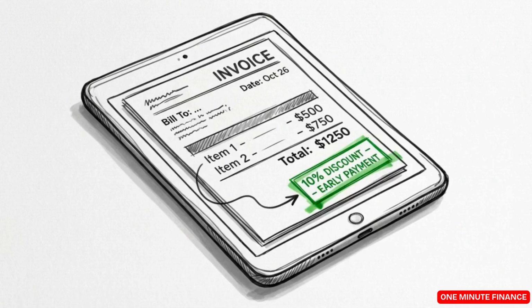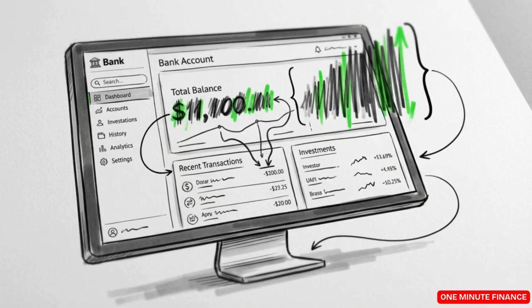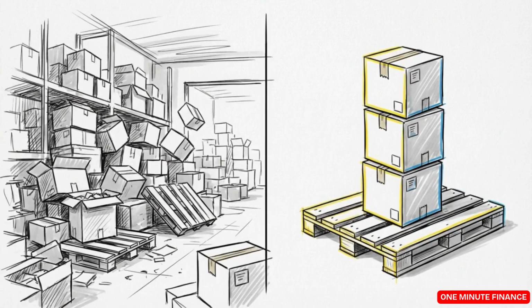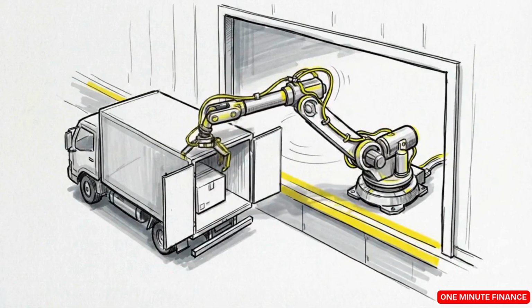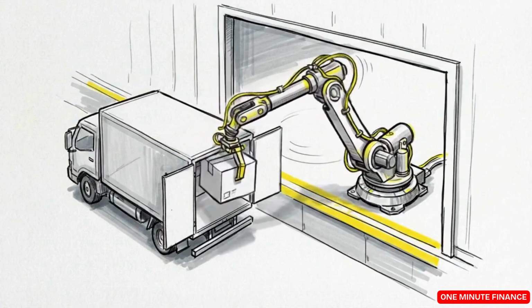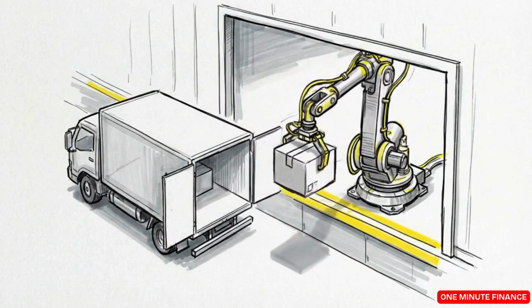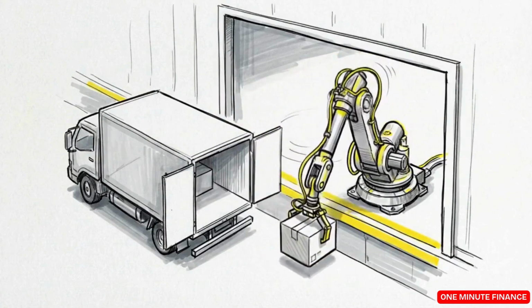You can lower your DSO by offering a 2% discount for payments made within 10 days. This small concession often pays for itself by accelerating your cash inflows significantly. You can reduce your DIO by moving toward just-in-time inventory. Just-in-time is a management strategy that aligns raw material orders directly with production schedules to minimize on-hand stock.